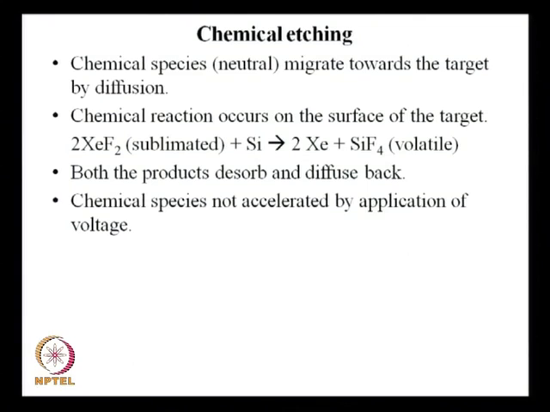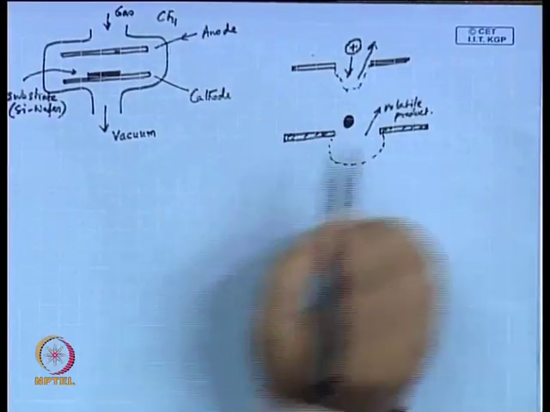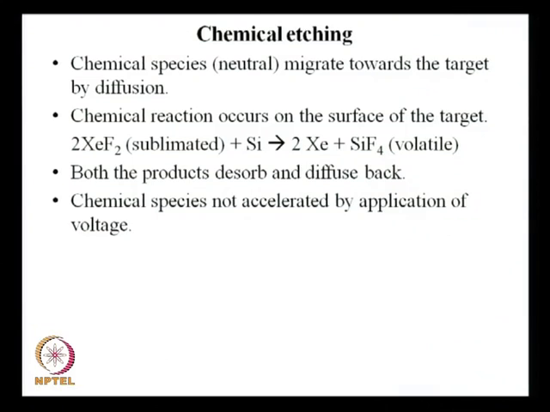So, the product leaves the surface. So, this is what chemical etching is. So, both the products dissolve and diffuse back. Both the products, that means Xe and SiF4, both of them dissolve. They do not adsorb to the surface, they dissolve and diffuse back to the bulk. So, they go back to the bulk. So, you form an isotropic etching by this process. Chemical species are not accelerated by application of voltage. So, if somebody asks you what the difference between physical etching and chemical etching is, now you know that. All right.